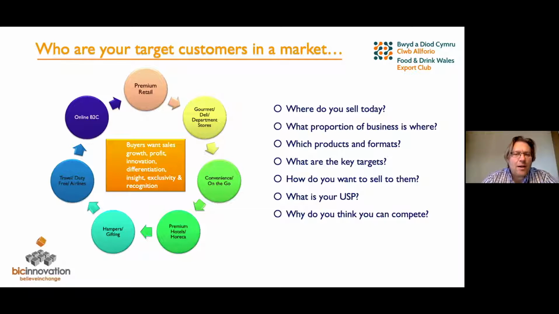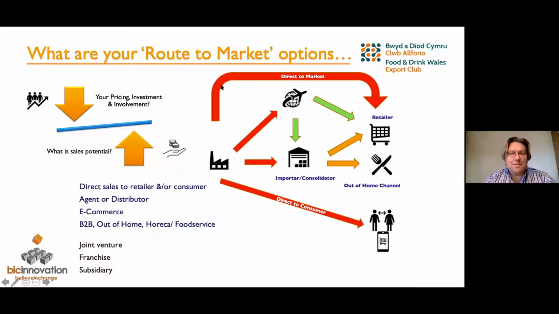Then who are the key targets in those markets that you want to get to? Get some understanding of who the main players are. You can pick that up through IGD reports and through Mintel. You can also look online, but also through your network. How do you want to sell to them is a key question. Then drill down further: what am I going to offer these people that's unique, that they're not getting today? And have a real think about why you think you can compete, because that's also vitally important.